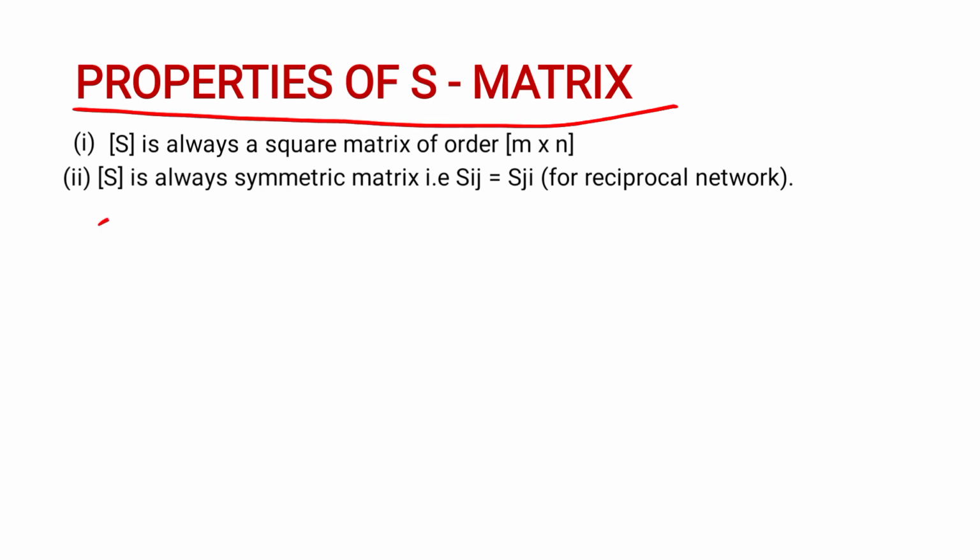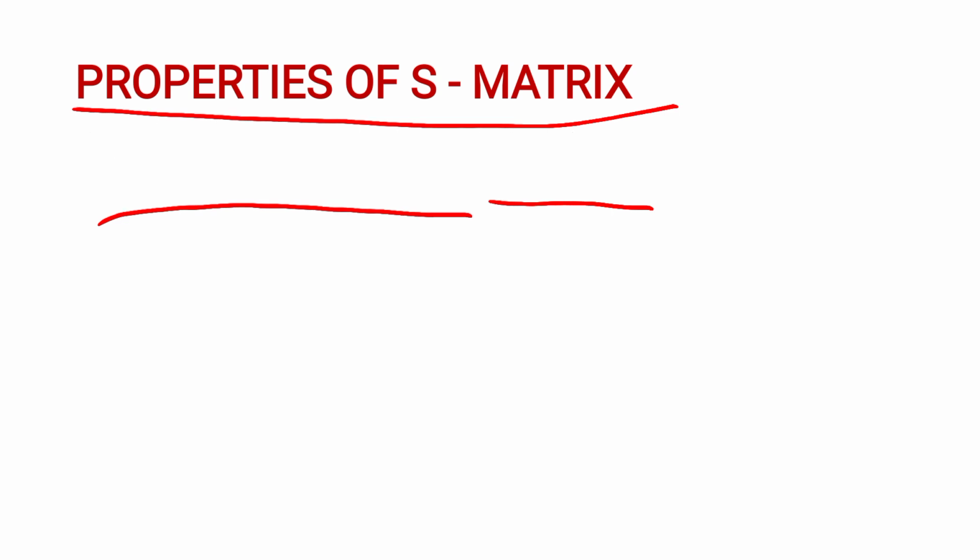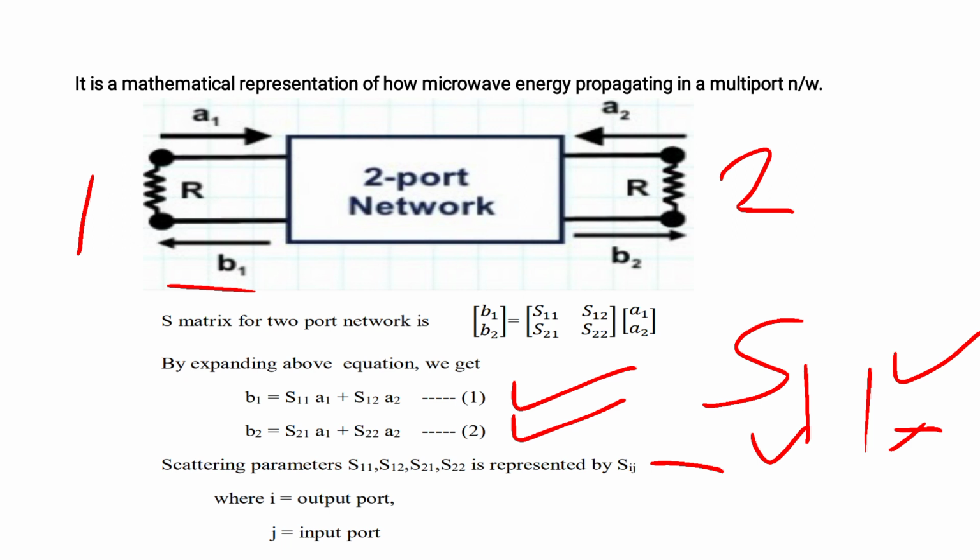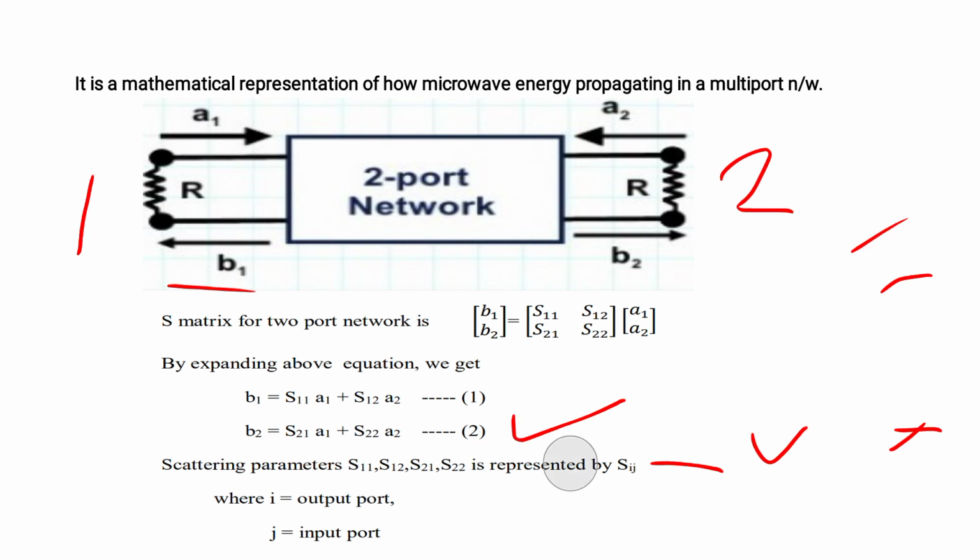Now the next property is that S is always a symmetric matrix, that is Sij equal to Sji. Suppose, for example, I took the scattering matrix of a two-port junction. Here observe S11 and S22. Under perfectly matched condition, S11 equals 0. S11 is the power incident at port 1 and reflected back to port 1. Under perfectly matched condition there is no reflected power, so S11 equals 0 and S22 also equals 0.